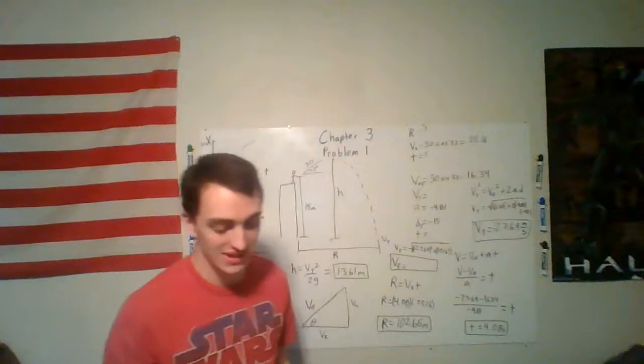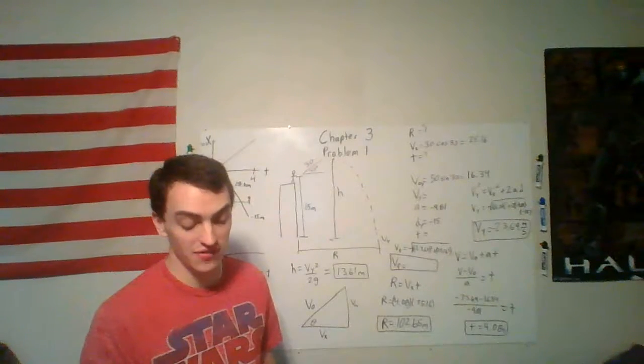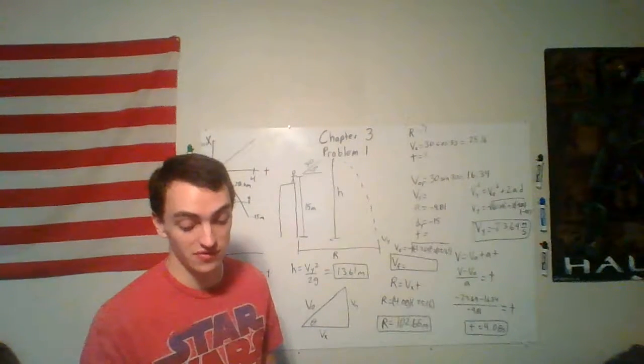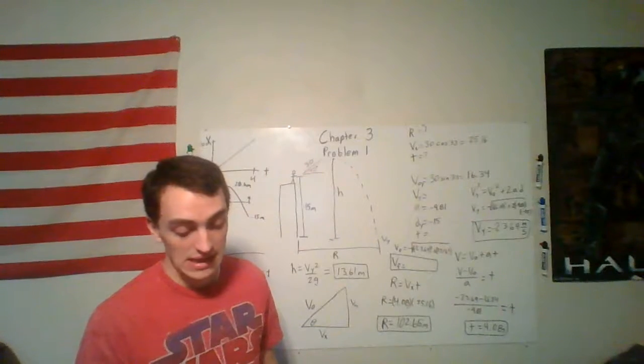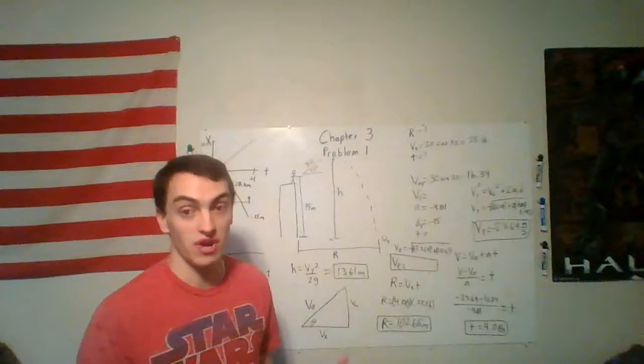Problem 21 reads: a man stands on the roof of a 15-meter tall building and throws a rock with a speed of 30 meters per second at an angle of 33 degrees above the horizontal. Ignore air resistance. So we need to calculate first the maximum height above the roof that the rock reaches.